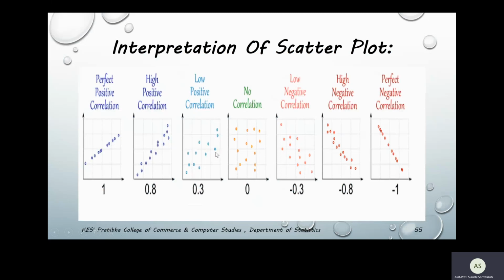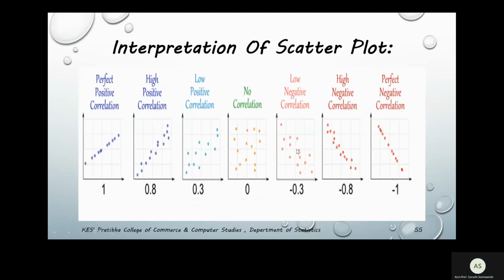Now we have to decide whether it is low, high, or perfect. If the points are scattered very much, then it is a low positive correlation. If they are dense to a center line, then it is a high positive correlation. And if all the points are plotted on a single line, then it is a perfect positive correlation.